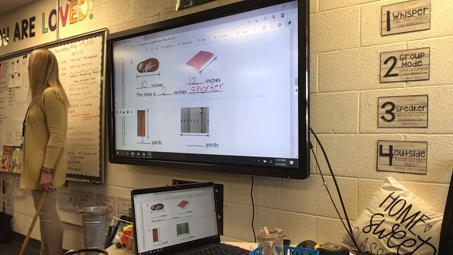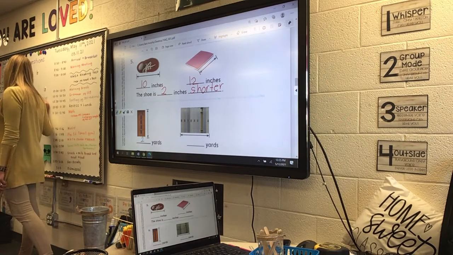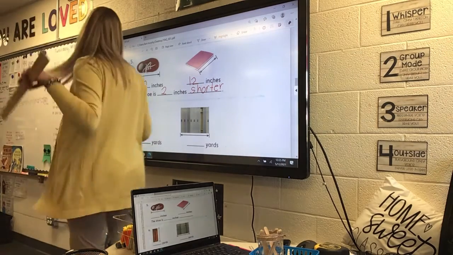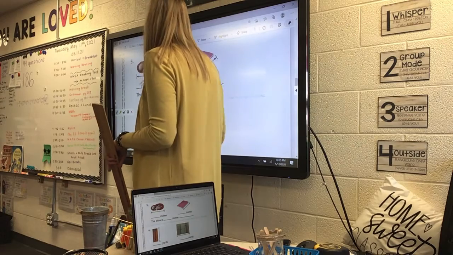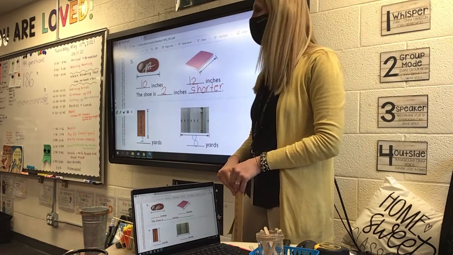24. 24 yards, you got 24. Feet. So how many yardsticks would we need? 8. We would need 8 yardsticks to get our 24 feet that we measured yesterday.